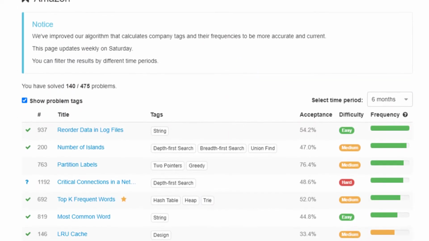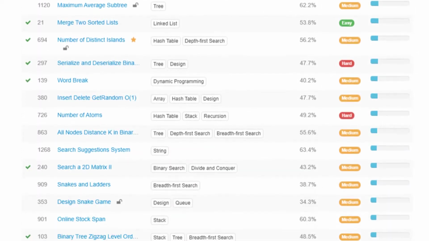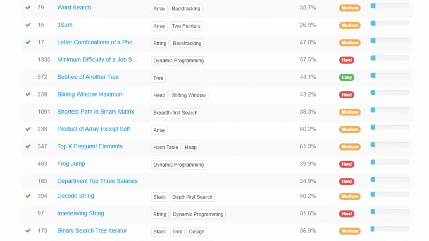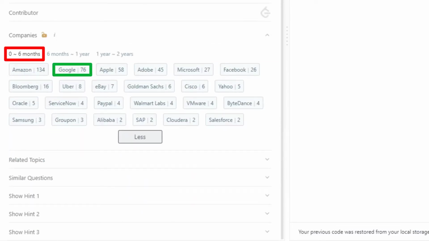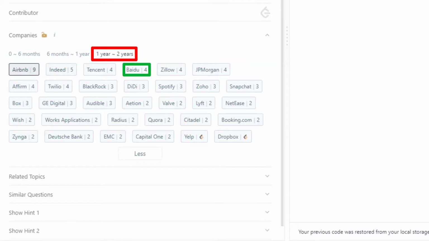So if I'm preparing for my Amazon interview, I can sort by frequency and solve maybe the first 10 or 20 questions in order to be better prepared, because the likeliness of those questions being asked, since they've been reported more frequently, is very high.